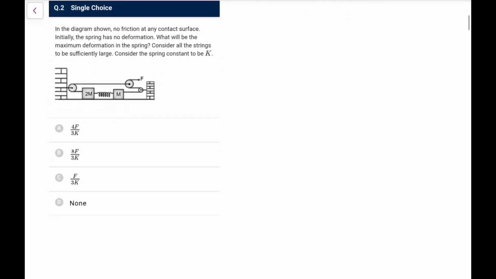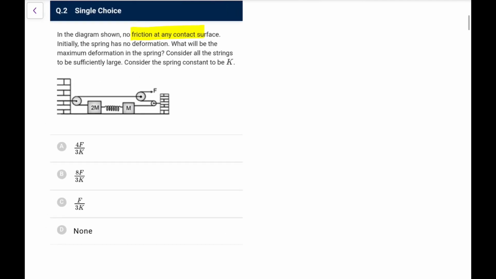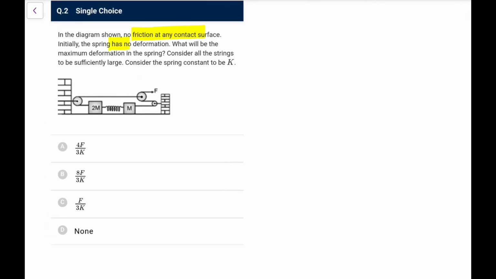Now the second one. In the figure shown, no friction at any contact surface. Initially, the spring is not deformed. What would be the maximum deformation in the spring? Consider all the strings to be sufficiently large. Consider the spring constant to be k. So because there is no friction and it specifically asks for maximum deformation, we'll go by work energy analysis.